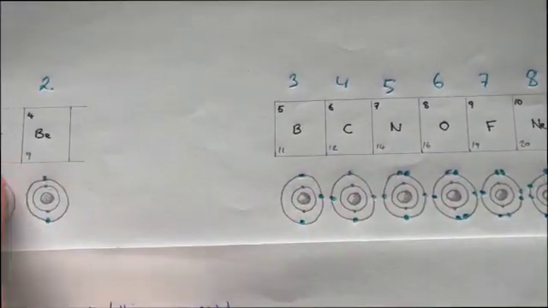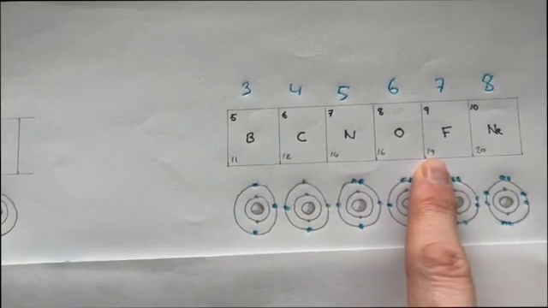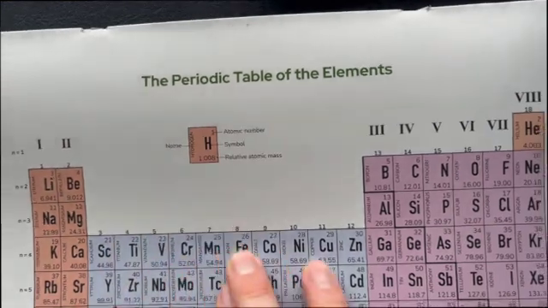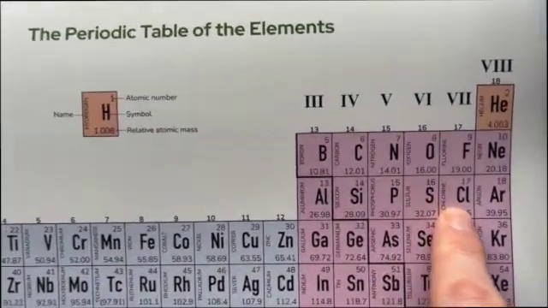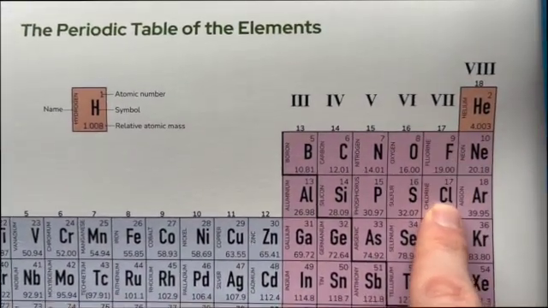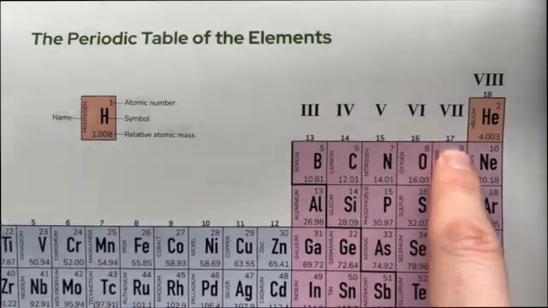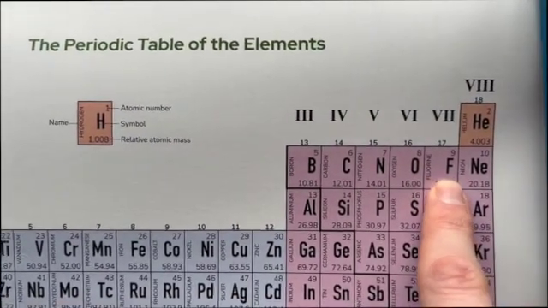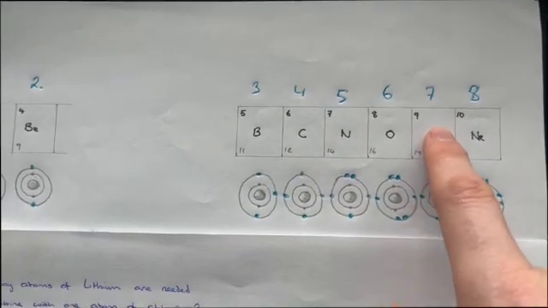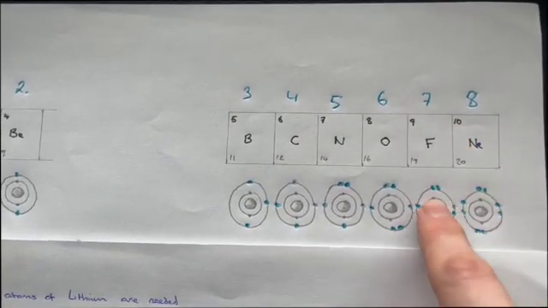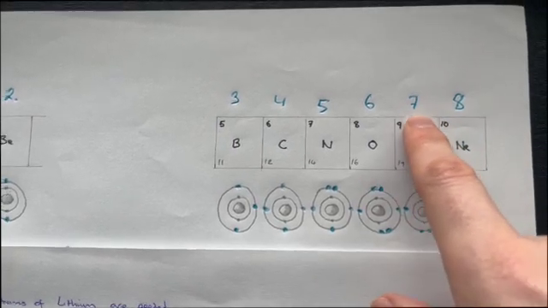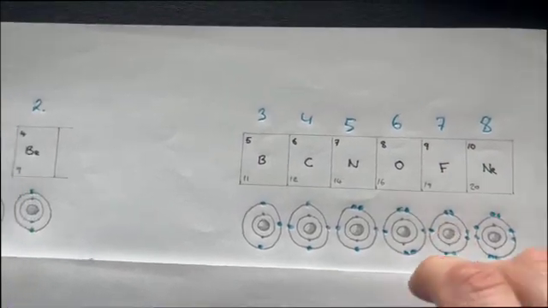But chlorine isn't in the second period of the periodic table. Looking at my periodic table of elements, I can see that chlorine is here, underneath fluorine. So what that tells me is it's in the same group, and so it has the same number of electrons in its outer shell as fluorine. Fluorine has 7 electrons in its outer shell, with 2 on the inside.